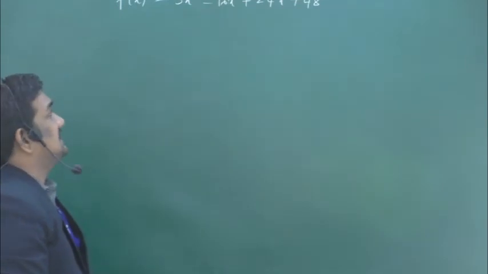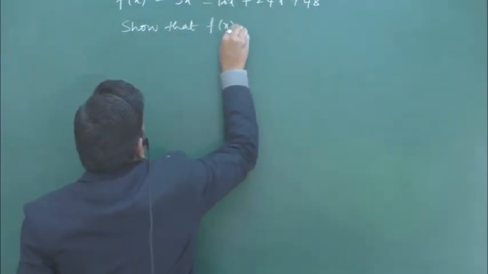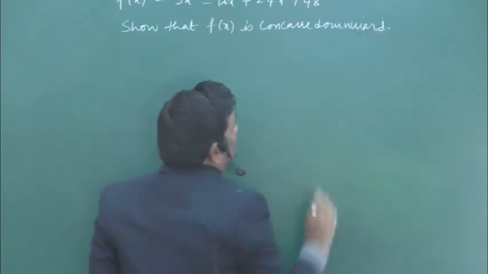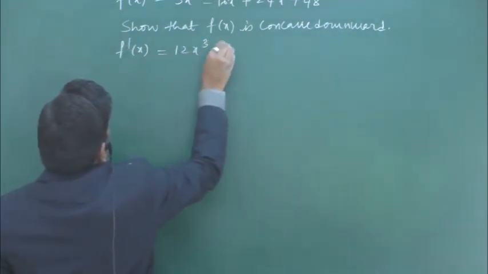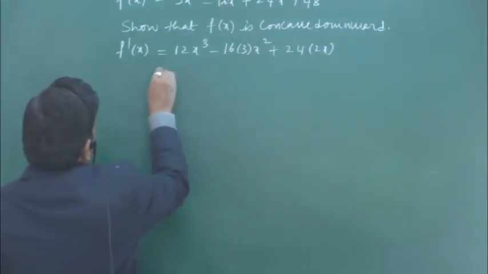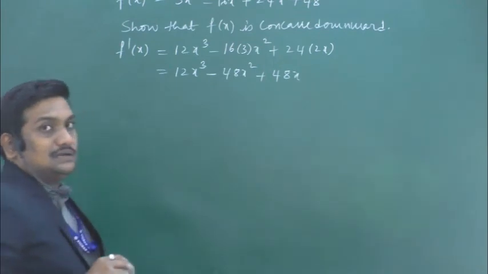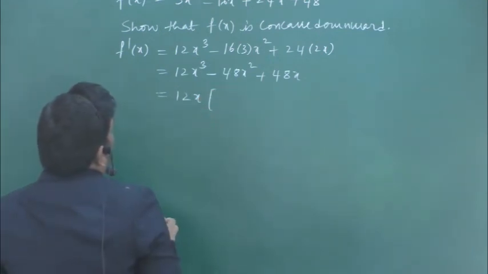Say a function is given: 3x power 4 minus 16x cube plus 24x square plus 48. You need to show that this function is concave downward. Let us start with the first derivative. It is 12x cube minus 16 into 3x square plus 24 into 2x. It is 12x cube minus 48x square plus 48x. Now let us take 12x common.